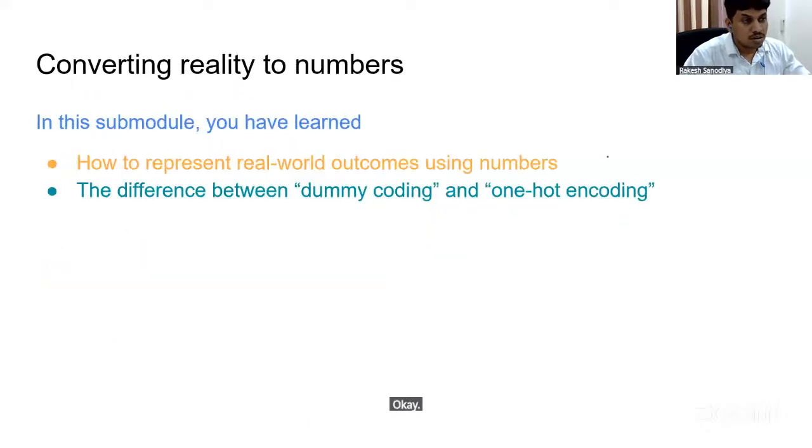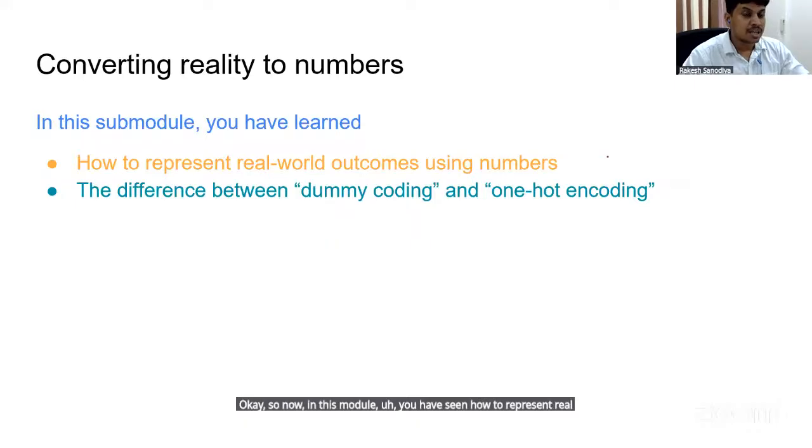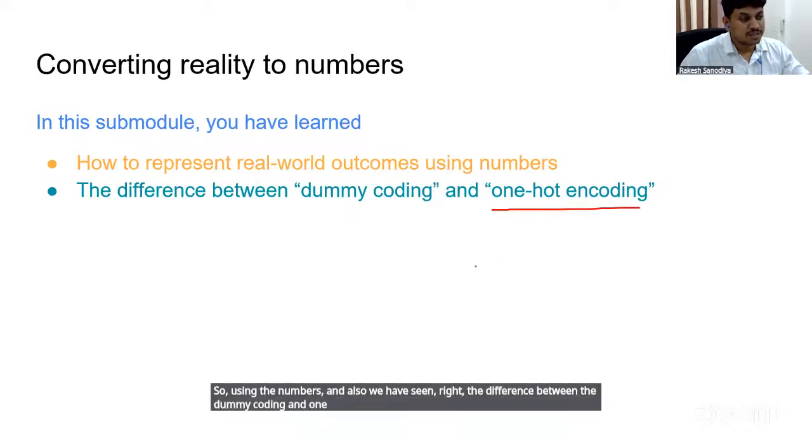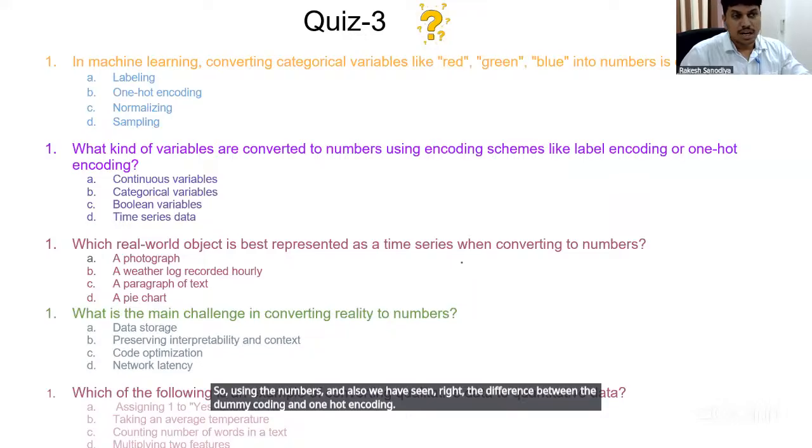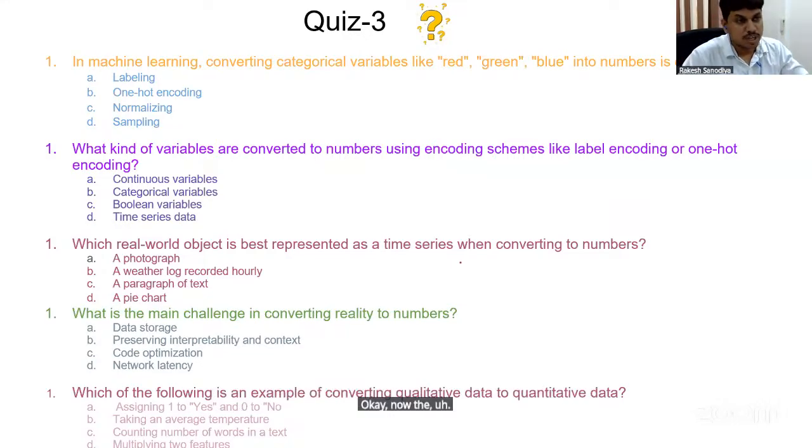Okay, so now in this module you have seen how to represent real world outcomes using numbers, and also the difference between dummy coding and one hot encoding. Now the quiz for this particular sub module.